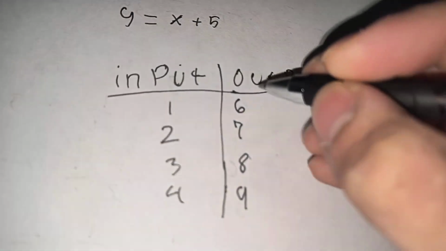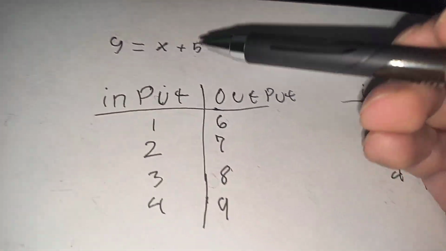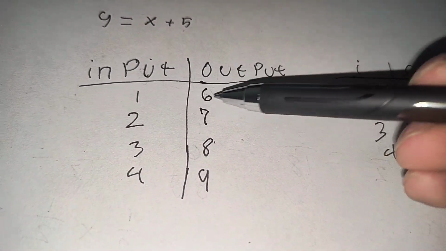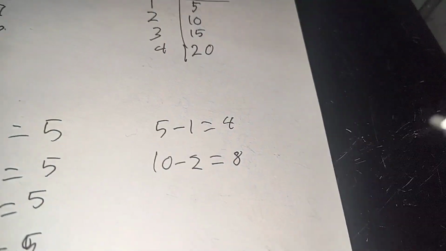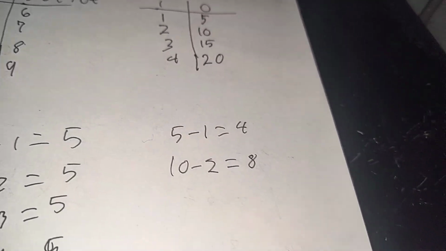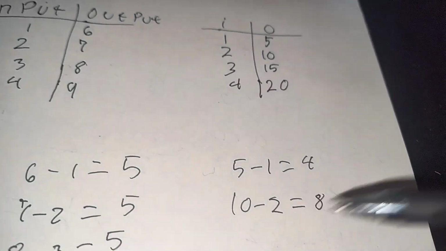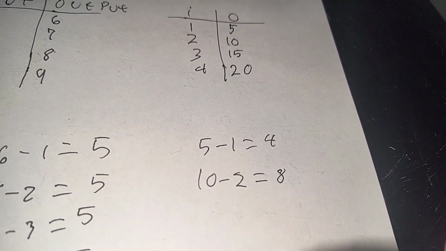We have the equation here again. Y, which is output, y represents the output, is equal to x, the input, plus 5. That's it. 1, which is x in this case, plus 5 is equal to 6. 2 plus 5 is equal to 7, so on and so forth. But here, we have a different problem. The difference is not the same between them.